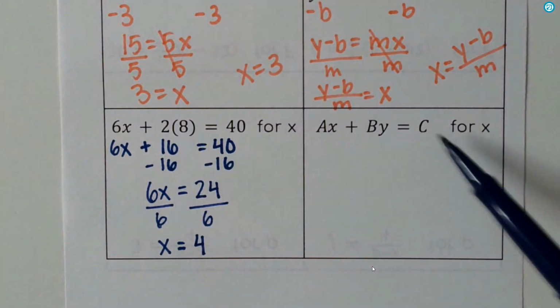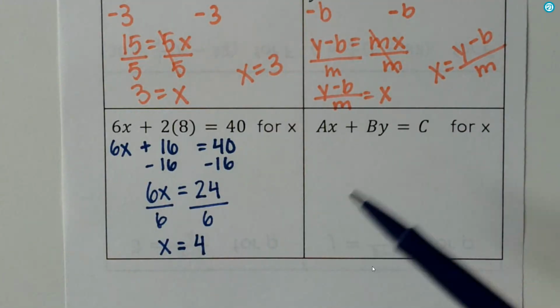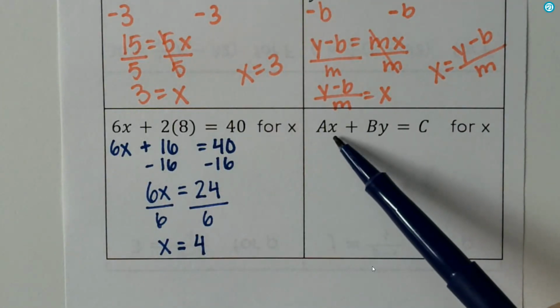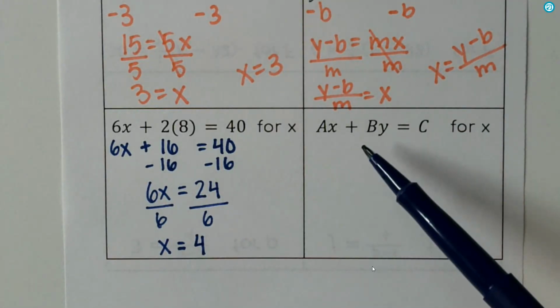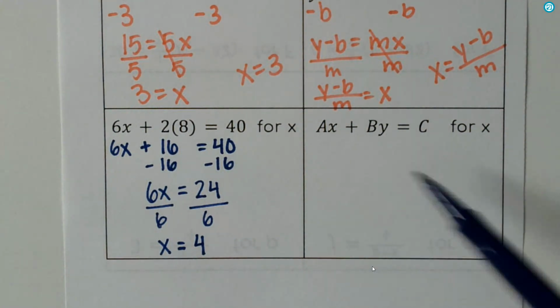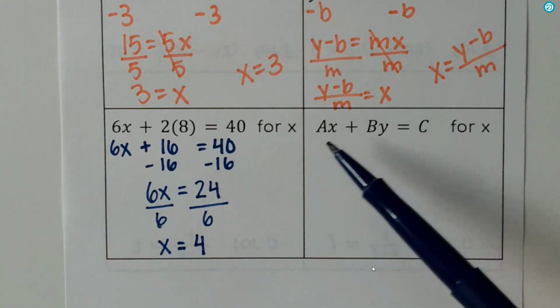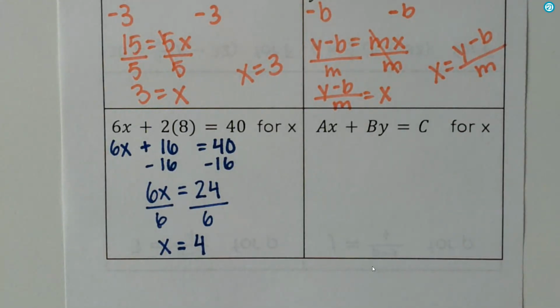Okay, this problem, we are trying to solve for x. So, we're trying to get the x by itself. We need to get rid of the a. We need to get rid of the plus by. Also, by the way, this problem is on your assignment, but you're solving for y. So pay attention to that. Right now we're solving for x. Later you'll solve for y.